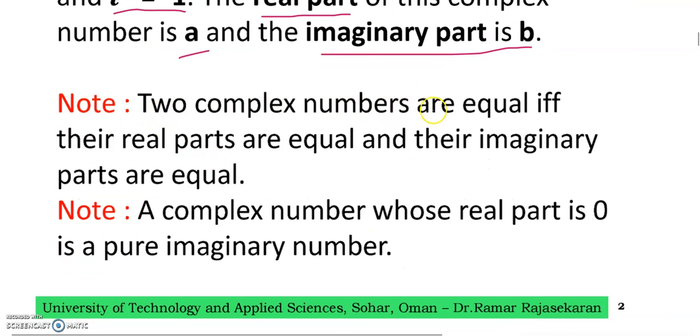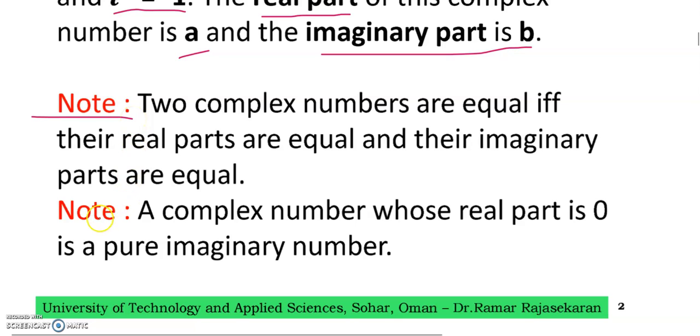Two complex numbers are equal if and only if their real parts are equal and their imaginary parts are equal, which means, suppose we have two complex numbers. When we say two complex numbers are equal, suppose the real part of the first complex number is equal to the real part of the second complex number and the imaginary part of the first complex number is equal to the imaginary part of the second complex number, then we can say that the two complex numbers are equal. That is given here in note 1.